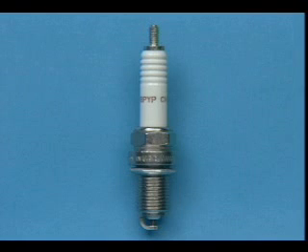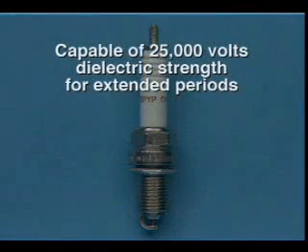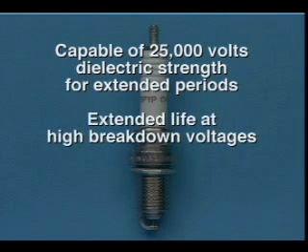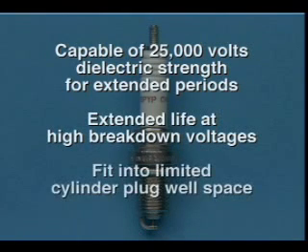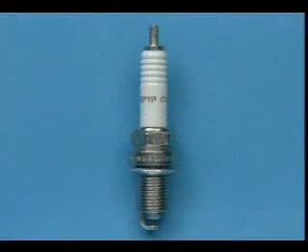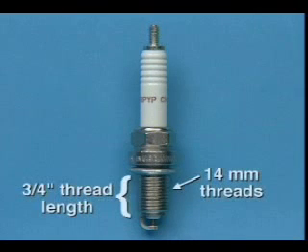The C8.3250G engine operates at close to diesel-like cylinder pressures, which require a very durable spark plug. The plug integrity must be capable of 25,000 volts dielectric strength for extended periods. The spark electrodes must provide extended life at high breakdown voltages, and the plug must fit into the limited cylinder plug well space. The C8.3250G engine uses a spark plug with 14 mm threads and a 3/4 inch thread length. It looks much like a typical automotive spark plug, but it is very different from over-the-counter automotive spark plugs.